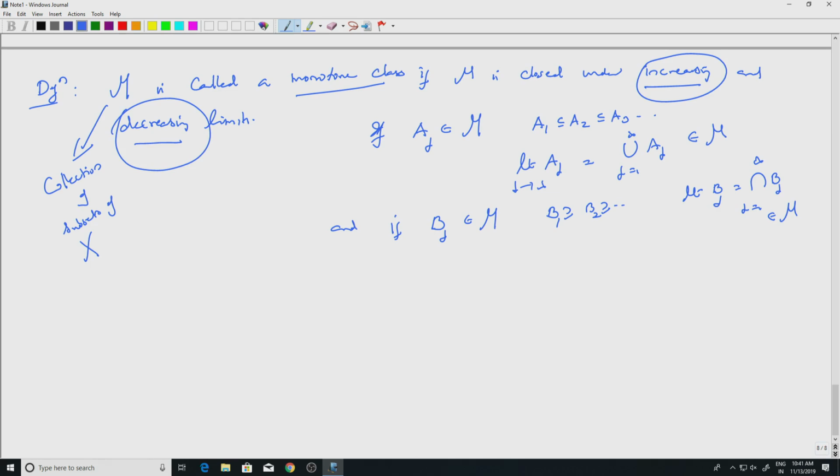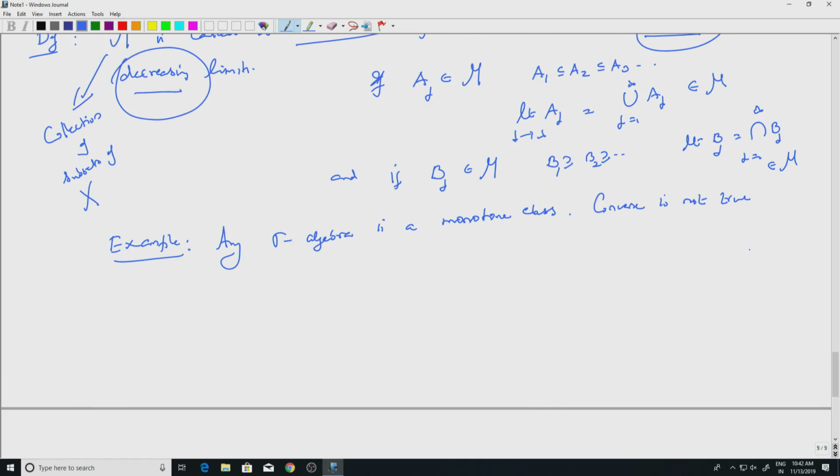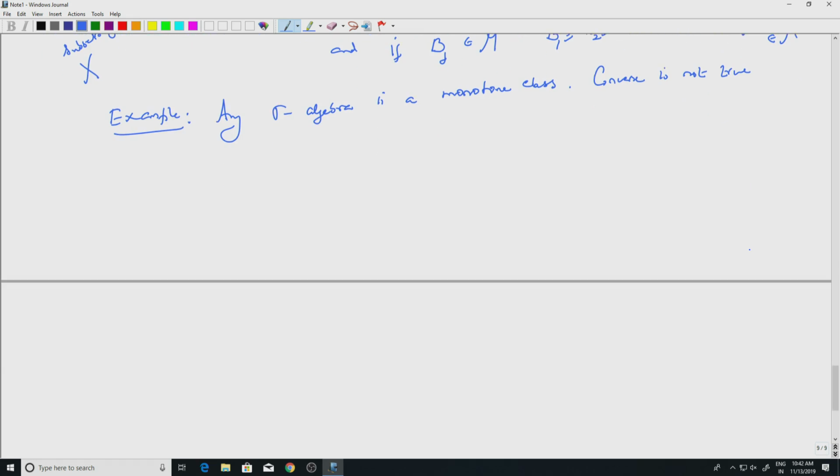Of course, an example is any sigma algebra. Any sigma algebra is a monotone class. The converse is not true, of course. It's very easy to construct an example. You can have just a sequence of sets An increasing to A and nothing else. That will be a monotone class trivially, because it's closed under increasing limits and there are no decreasing sets. So that's fine. Well, so what is the relevance in our construction?